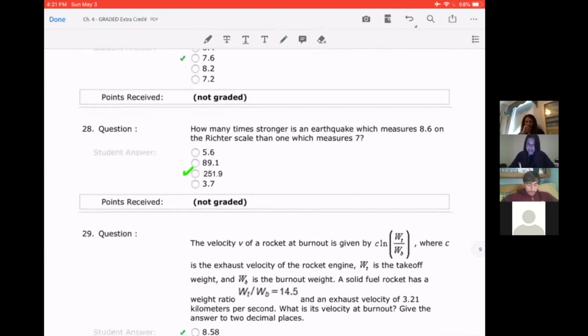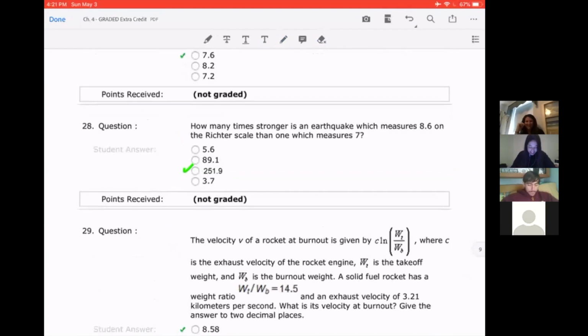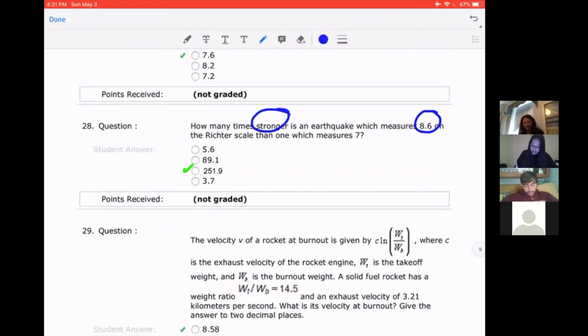All right. So this is another comparison one. Okay, Kara, your favorite. So how many times stronger is the earthquake? 8.6 Richter versus 7 Richter, okay? So our Richter scale is M equals 2/3 times log of E over E sub 0, okay?